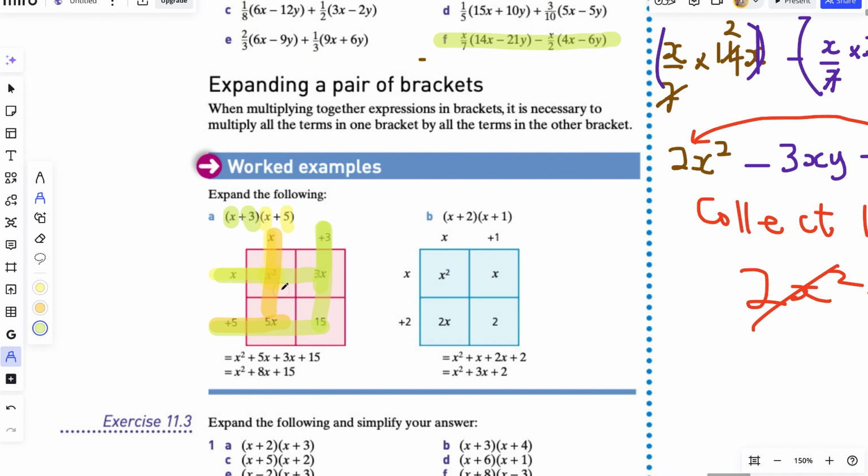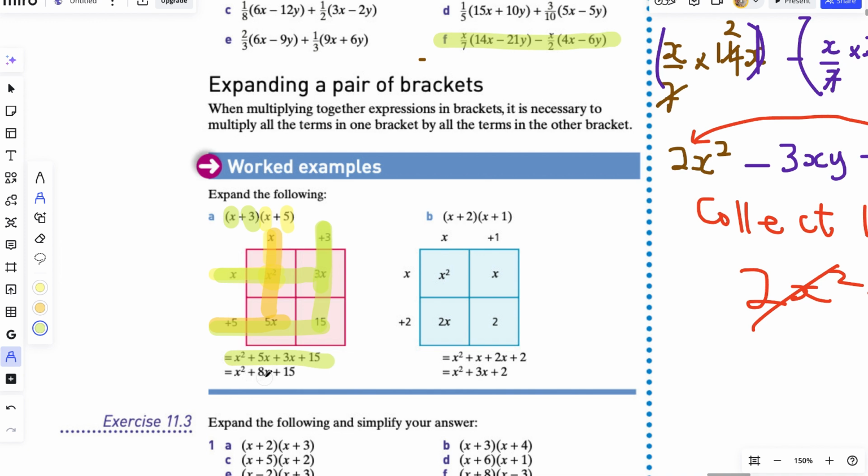Now you add what is inside the box. x squared plus 3x plus 5x plus 15. x squared plus 3x, 3x plus 5x, you get 8x plus 15. So if you write everything out, at the end of the day, 3x plus 5x you get 8x and then plus 15.